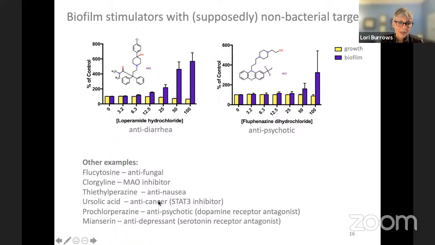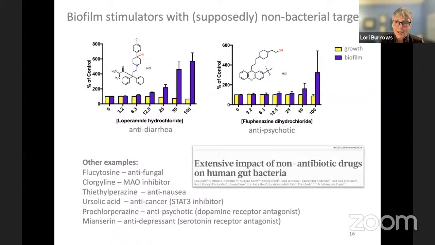So I have some other examples down here, but this is a really interesting thing to think about because a lot of these drugs are old and they were developed at a time when people didn't really think about your microbiome, right? So they didn't consider what effects these drugs might have on bacteria in your body.